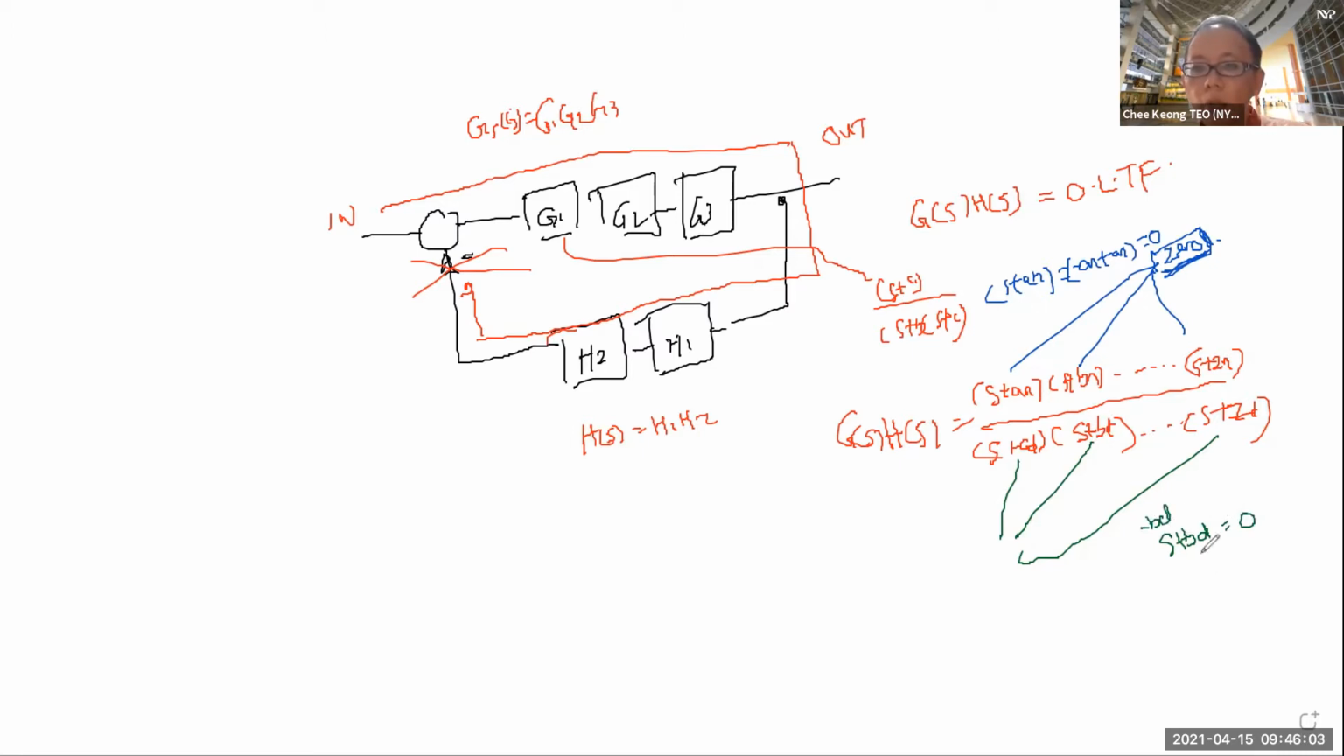So when this term equals 0, whatever numerator divided by 0 will result in the whole transfer function, G(s)H(s), going to infinity. Now this one results in the open loop transfer function going to 0, right? But this one goes to infinity.